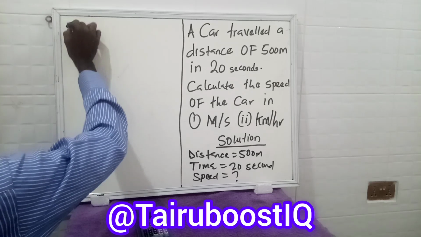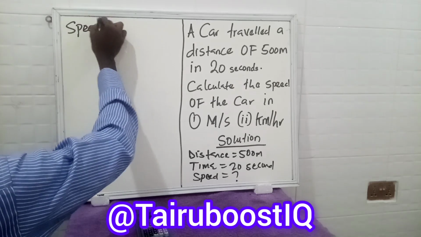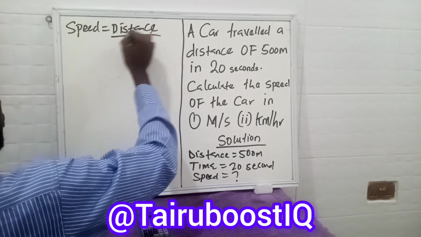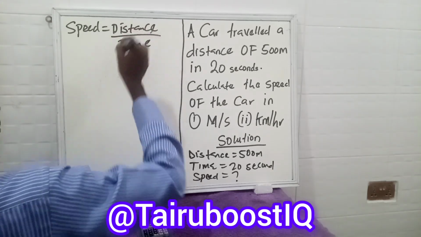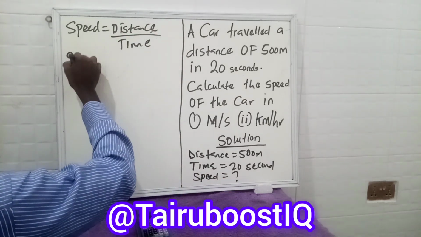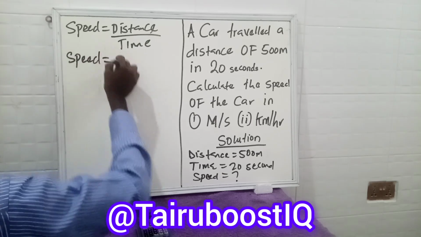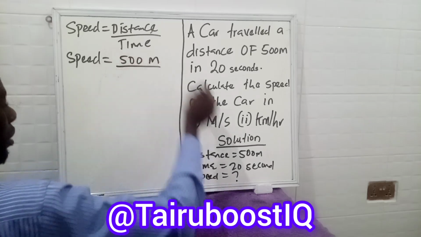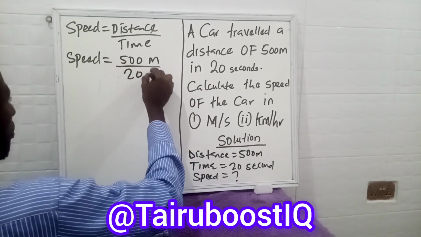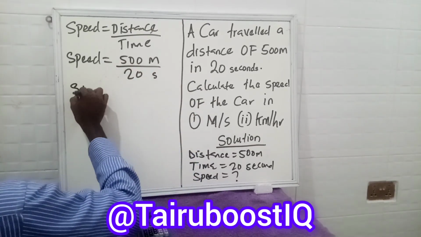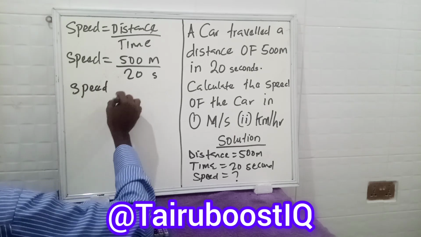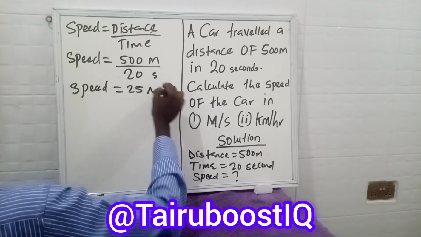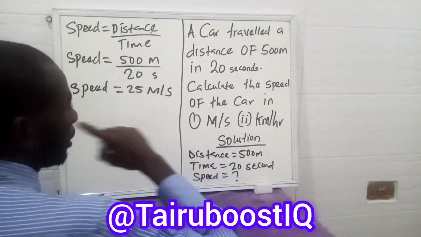What is the formula for speed? We say speed is equal to distance over time. Alright, so that means our speed now will be equal to this 500, which is the distance in meters, over 20 seconds. Then our speed will be equal to 25 meters per second.